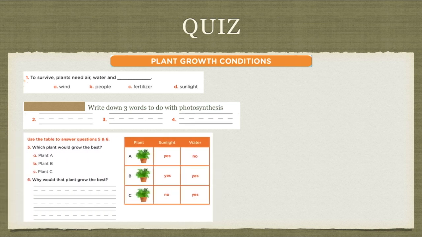Number 5. Use the table to answer questions 5 and 6. So which plant would grow the best? Is it A, plant B, or plant C? Look at conditions on the right hand side. A has sunlight but no water. Plant B has sunlight and water, and plant C has no sunlight and has water. So choose the one that you think is the best fit.